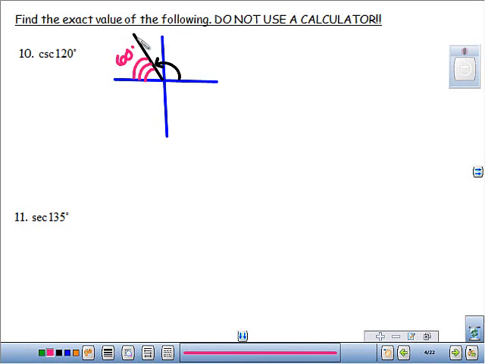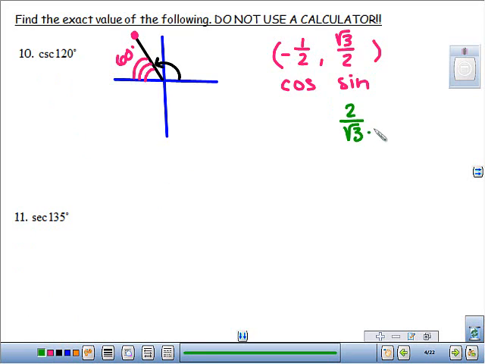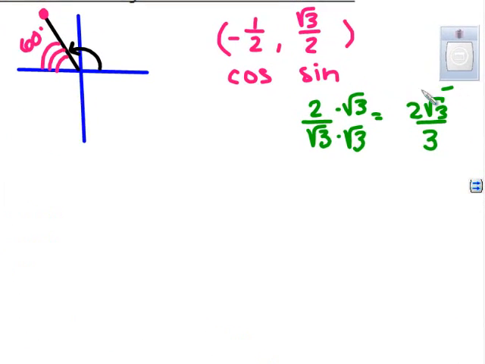At a 60 degree reference angle, your point is 1/2, square root of 3 over 2. Now we're in quadrant 2, so your x is negative. Y is still positive. Okay, so that's cosine and sine. Cosecant is the reciprocal of sine. So I'm going to flip this over to square root of 3, and I have to rationalize. So 2 square root of 3 over 3. If sine is positive, its reciprocal is positive.